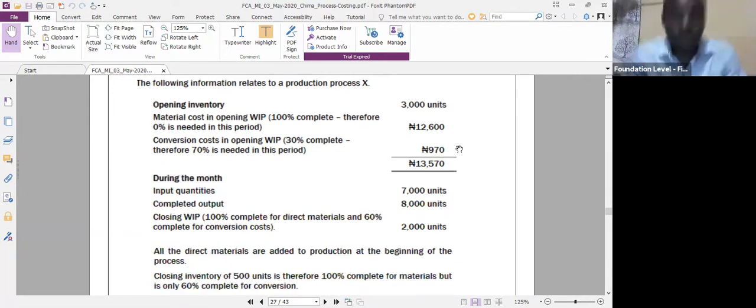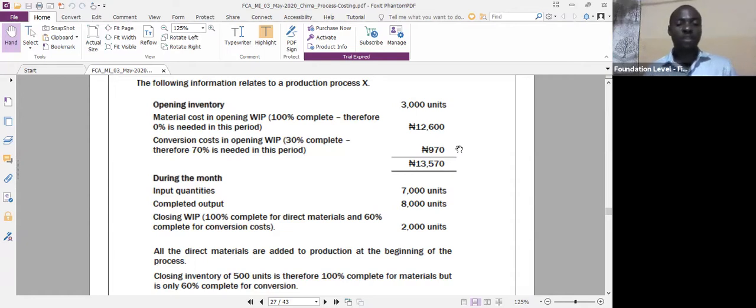Okay, so now we have inventory. We have 3,000 units of opening inventory. Now material is 100% complete. What it means is that we don't need any material to complete material in the work in progress. But look at conversion. Conversion cost is only 30% complete, and it cost us 970. We are going to look for the 70% that is needed to complete that opening inventory.